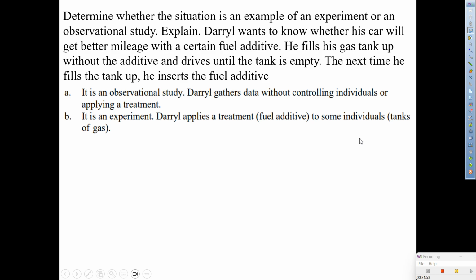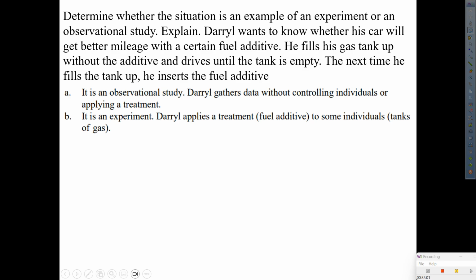Same thing. Study whether it's observational or experimental, and it reads, Daryl wants to know whether his car will get better mileage with a certain fuel additive. Let me repeat that again. Daryl wants to know whether his car will get better mileage with a certain fuel additive. He fills his gas tank up without the additive and drives until the tank is empty. Then, the next time he fills up the tank, he inserts the fuel additive. Tell your neighbor, what kind of study will this be?